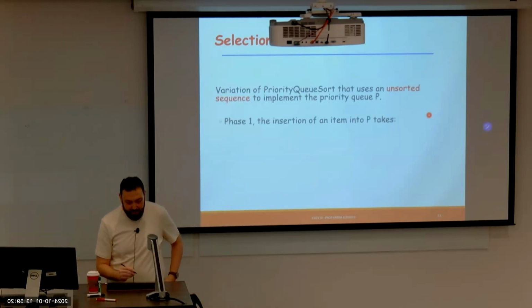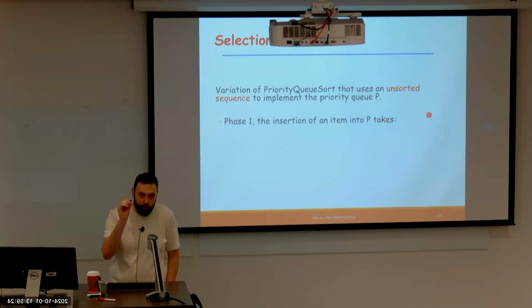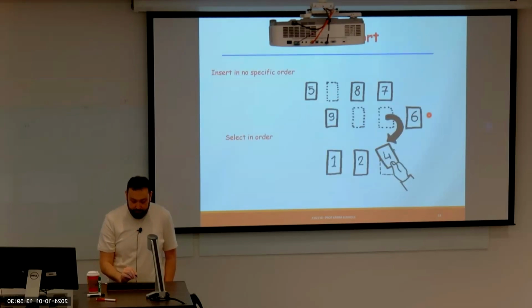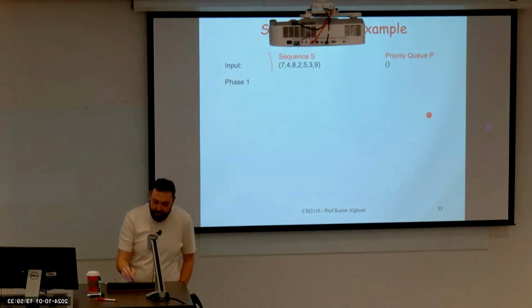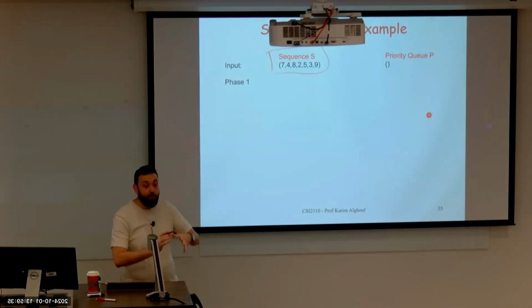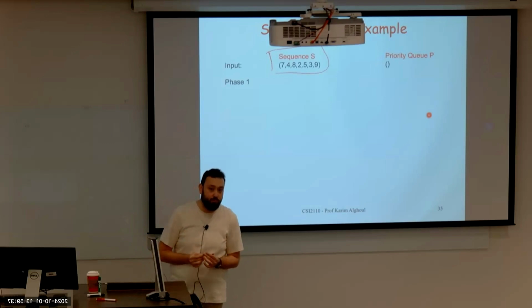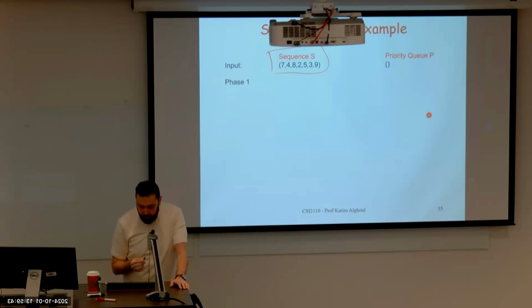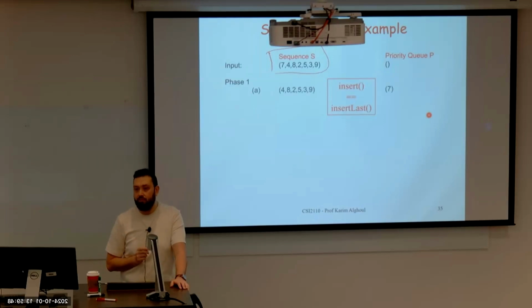So we're going to look at phase one, the insertion of an item. Before we sort it, we're going to insert first. Let's just take an example right away. This is my sequence S. I want to sort it using a priority queue. So the first step, I need to insert inside this priority queue. I inserted 7. This is O of what? O of 1. Very good.